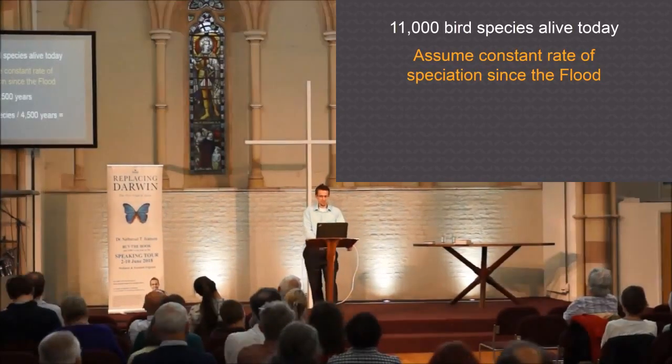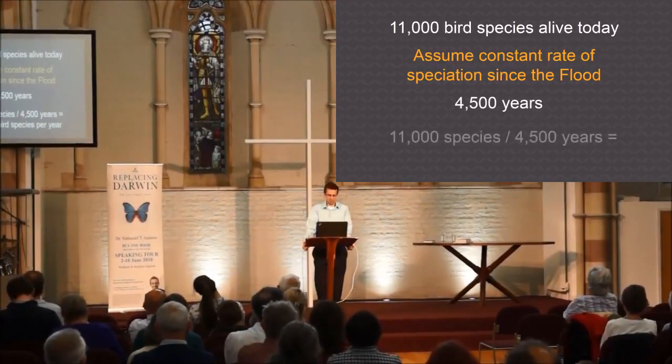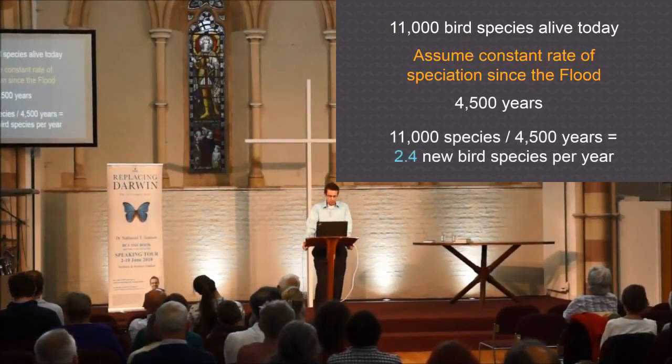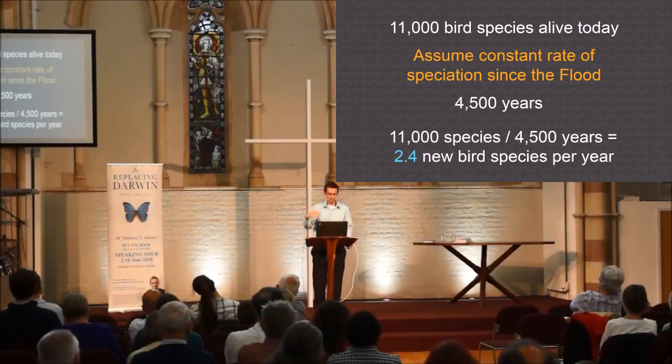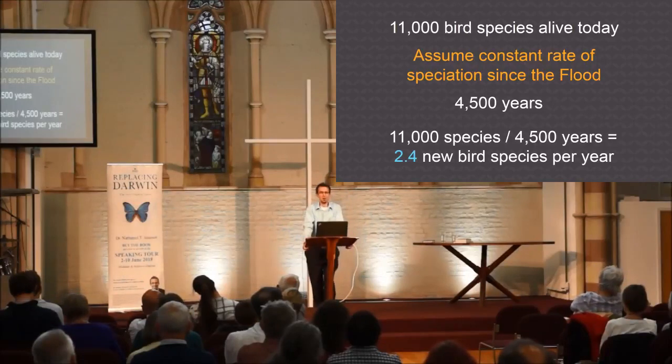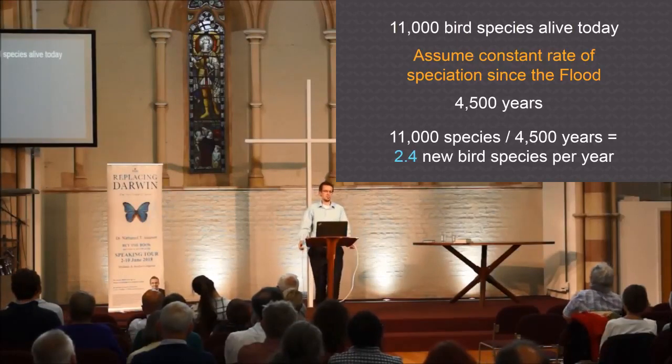I'm going to ignore those few hundred in my math and just use 11,000 because it's a nice round number. And as I said earlier, divided by 4,500 years gives you an average rate of species formation of 2.4 new bird species per year. It could have been that there was a burst of speciation immediately following the flood that then tapered off to the present day. You still get an average rate, just as a ballpark number, 2.4 new bird species per year. Very different then from what the evolutionary model might propose.